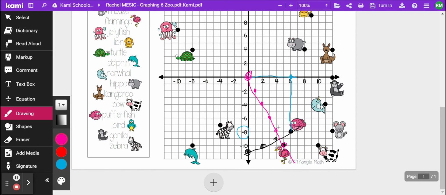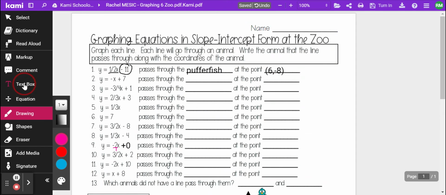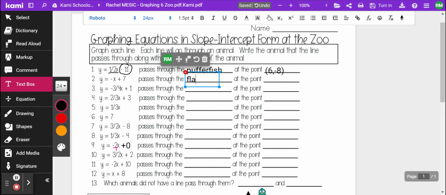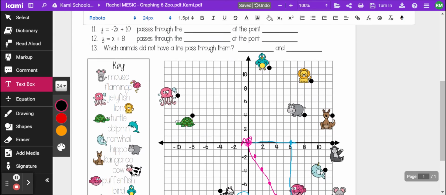Okay, and so notice when I connect those dots, I have a straight line. It may not be perfectly straight because I'm drawing this with my mouth. Also, these lines do go on forever and ever, so I should technically put some arrows here. All right, so that one goes through the flamingo. And then we would put the coordinates here. For the sake of time, I'm just going to show you a different one.